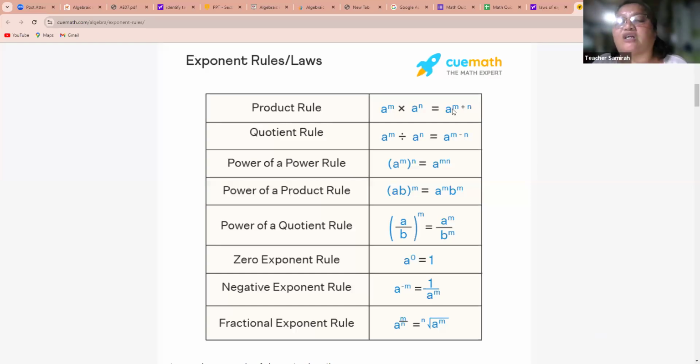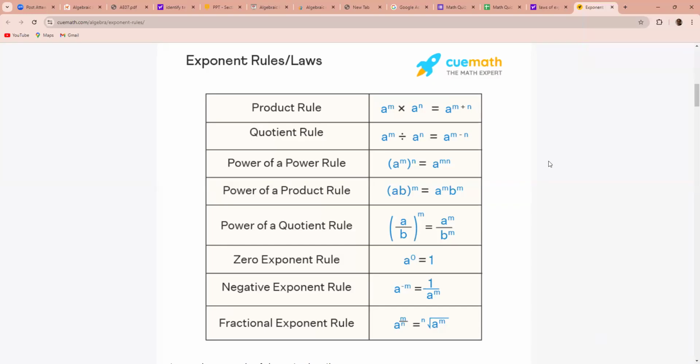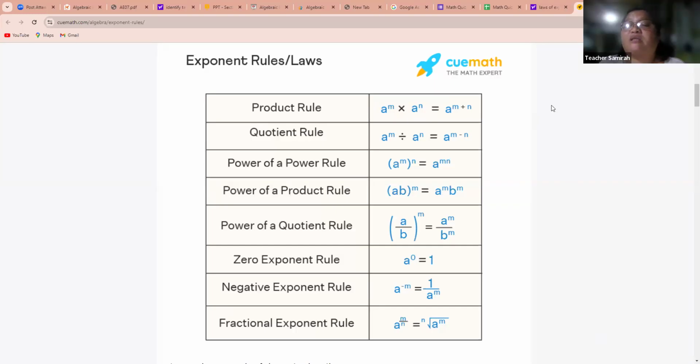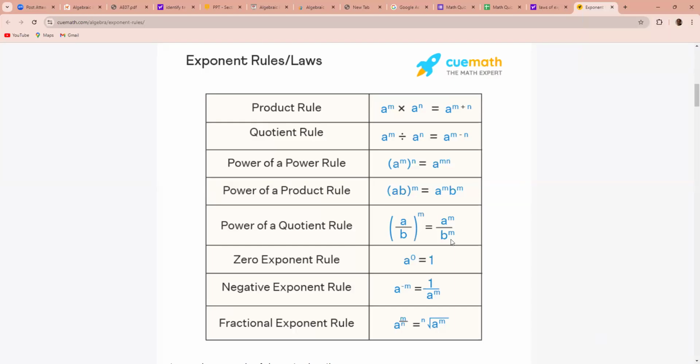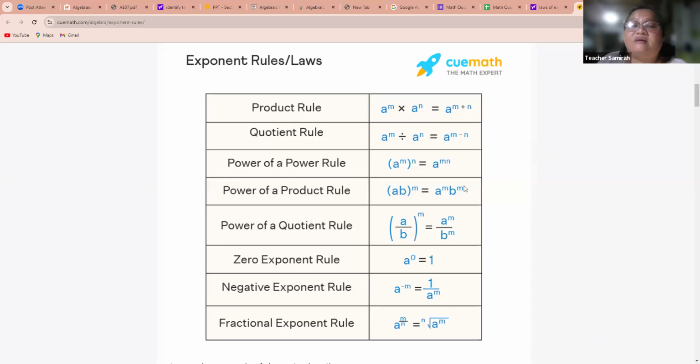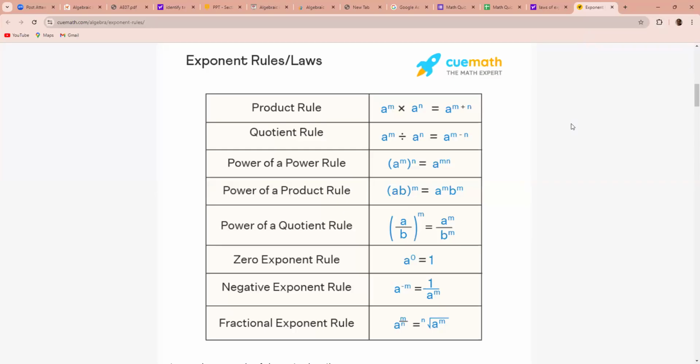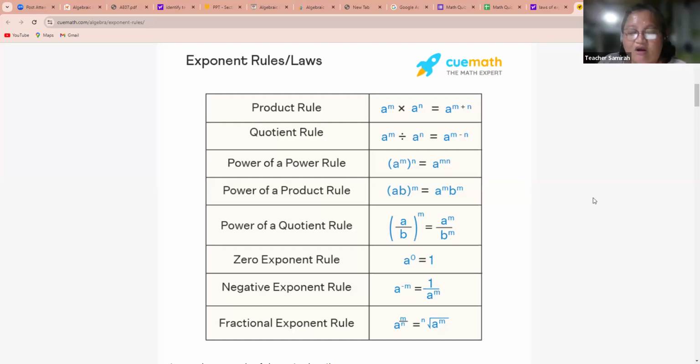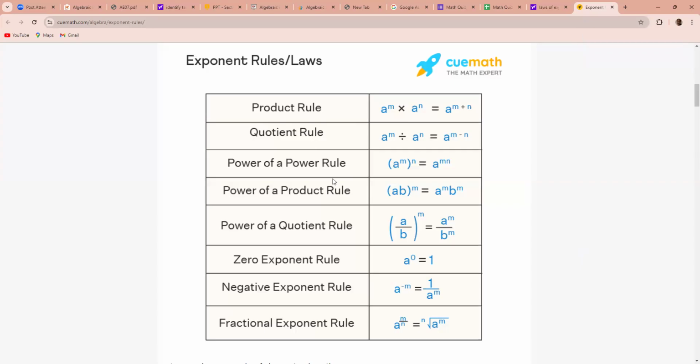This is actually the pattern. We are going to add all the exponents. What are the exponents, by the way, from a squared times a cubed? 2 and 3. Very good. If I am going to add 2 and 3, what would it give me? 5. So what will be your answer if you are going to multiply a squared times a cubed? A to the power of 5. Very good. That would be A to the power of 5.